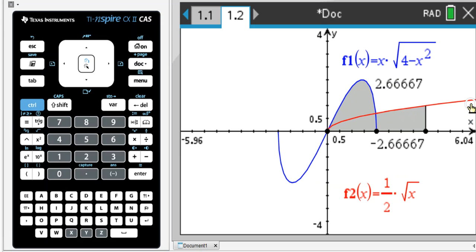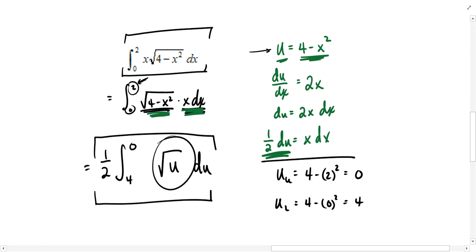Take note here, this red graph, when we choose a boundary at positive 4 and we integrate to 0, we're moving backwards. And so you might recognize that the area here is the same at 2.6 repeating, but again, because our lower boundary was 4 and our upper boundary was 0, the accumulated change is actually going to report as a negative number. Now, negative 2.6 is not the same as positive 2.6, so let's see where we went wrong.